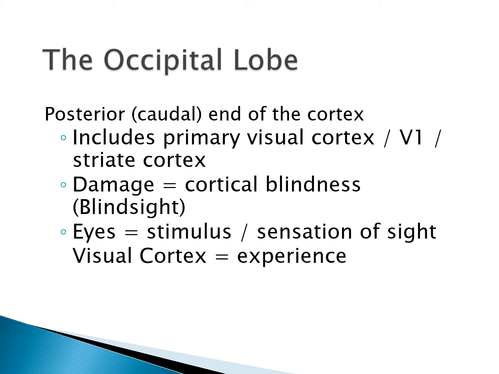The eyes get the stimulus. They give us our sensation of sight. They change that stimulus into something the brain can understand. But if we don't give that information to the visual cortex, then we don't really consider that a meaningful conscious experience of information. It doesn't matter how well my eyes work if I don't get that information to the cortex.